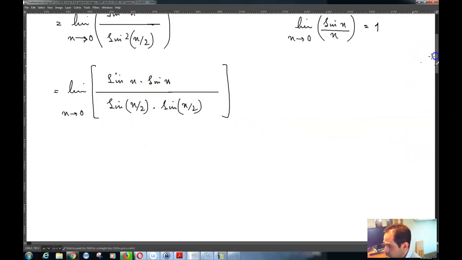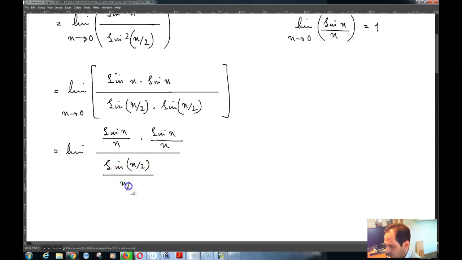So then what I need to do is each of these parts has to be rewritten in this form. So I'm going to write this as the limit of sine x divided by x times sine x divided by x, over sine of x divided by 2 over x divided by 2, times sine of x divided by 2 over x divided by 2.